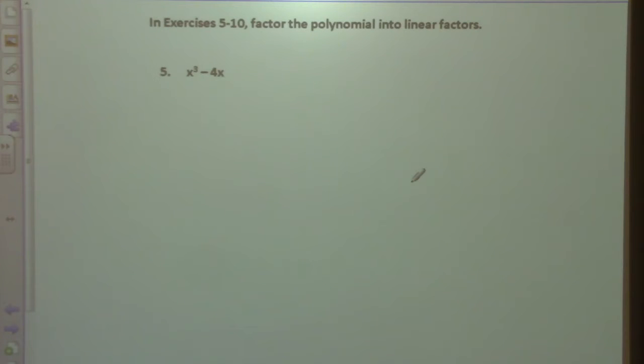I think we've talked about this recently in class, haven't we? Yeah, we did. I forgot what it is. Anybody remember what a linear factor is? Elizabeth, do you remember what it is? Karina, do you remember what a linear factor is?